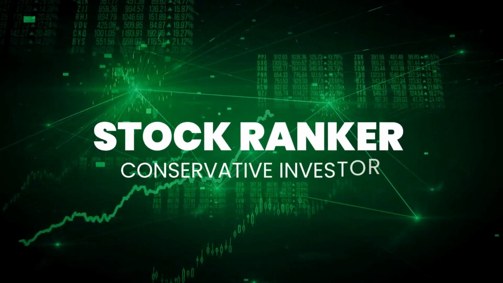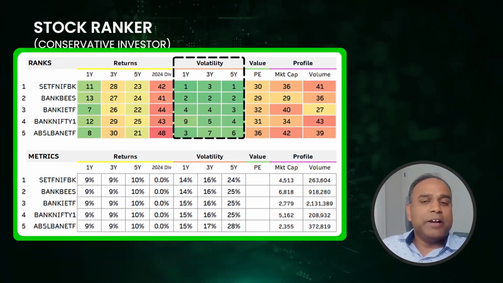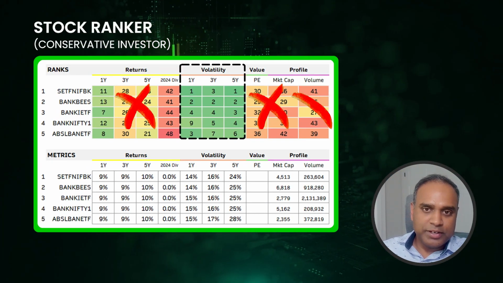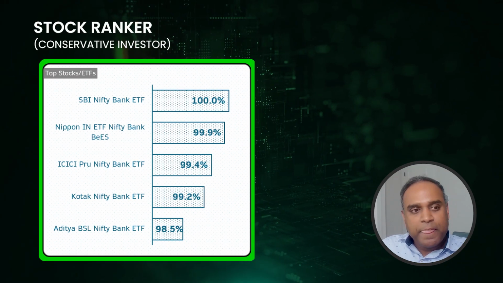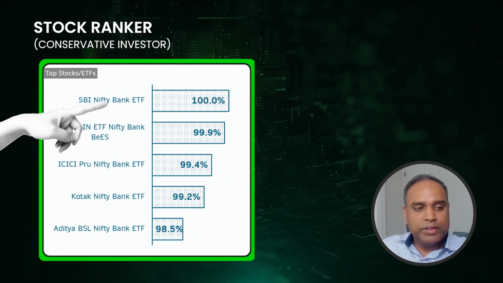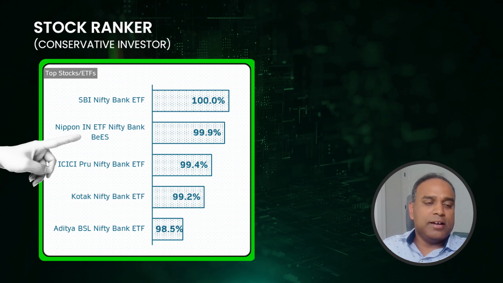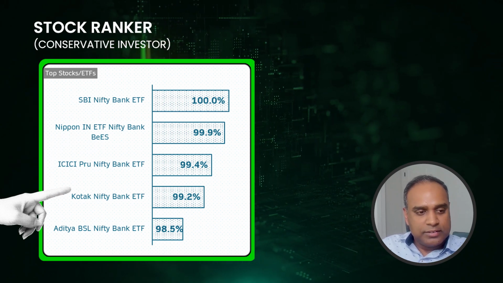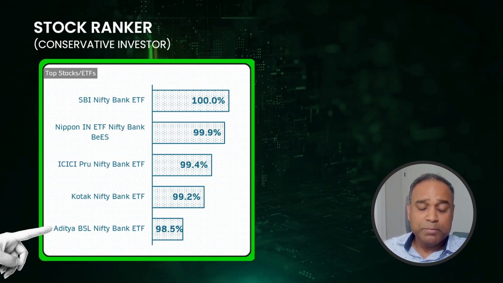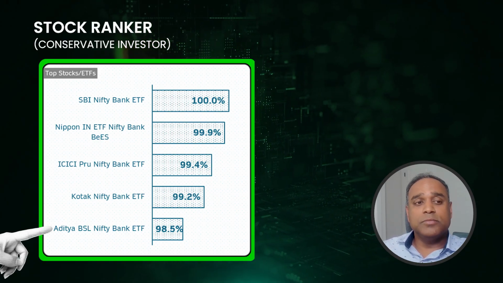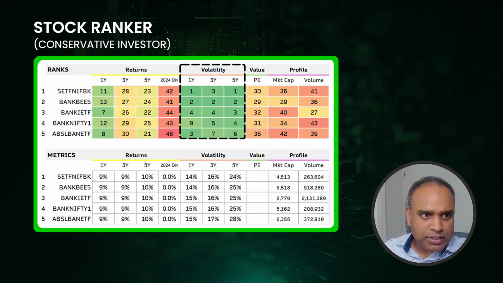Now, if I go to the conservative investor, what is important? I care about the volatility. I don't care about the returns, I don't care about the value, I don't care about the profile. If that is my setting, then these ETFs are the top. You can see that the SBI Nifty Bank ETF and the Nippon India Bank BeES are very close, and they are the top 2. And then you have the other 3 ETFs as well. This one is obvious because you're saying the risk is the important factor for me as an investor. So the model is picking the least risky investments, which happen to be the ETFs.